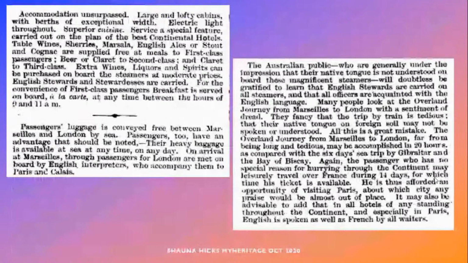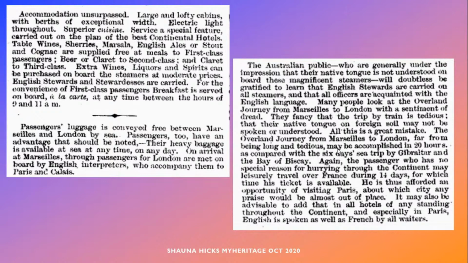But if you go into the French steam company, they go to great lengths to explain that they have English stewards on all of the steamers, and that it's very much an English type experience. And you can see on the left that first class was entitled to table wines, sherry, masala, English ales and stout and cognac. Beer and claret to second class, and only claret to third class. It's, again, something that if you can work out what class your family came out as, you get an idea of what kind of cabin they may have had, what kind of food they ate, and that type of thing. So we did have French mail steamers coming out, and people did arrive on those.